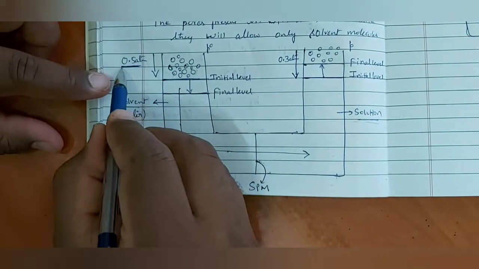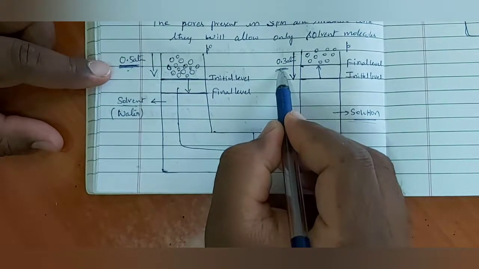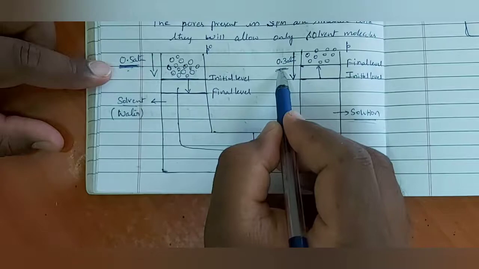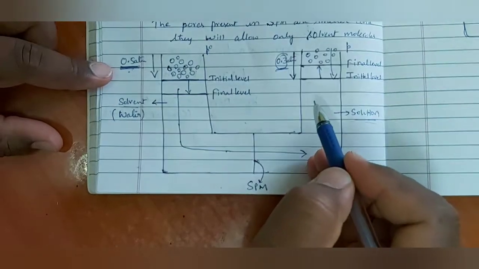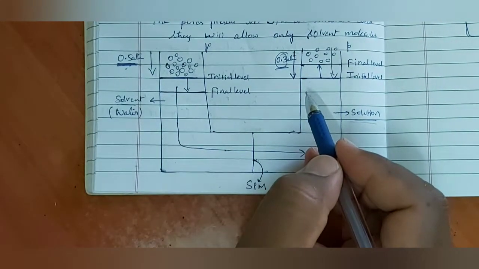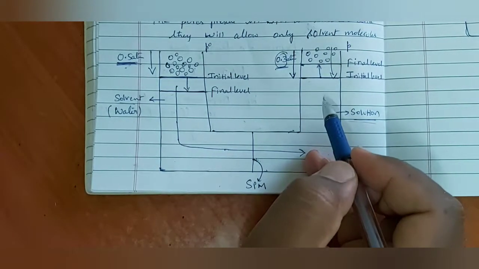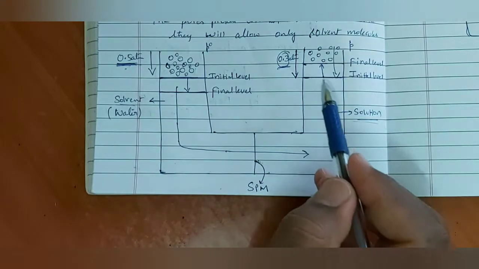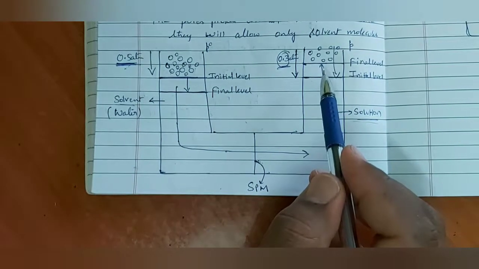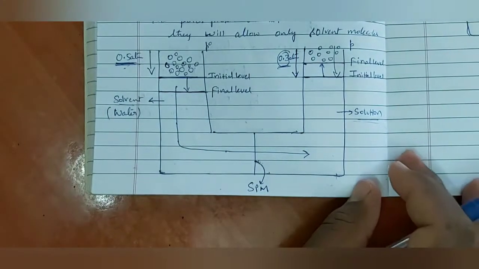Is it okay, ma'am? For example, here what is the pressure? 0.5 atmosphere. Here what is the pressure? 0.3 atmosphere. Is it okay? Now that difference is there, that much pressure, if you apply on the initial level by using a piston, that 0.2 atmosphere pressure difference, if you apply on the solution side itself by using the piston, osmosis will not take place. That pressure required on the solution side to stop osmosis is called osmotic pressure. I think you are understanding, ma'am.